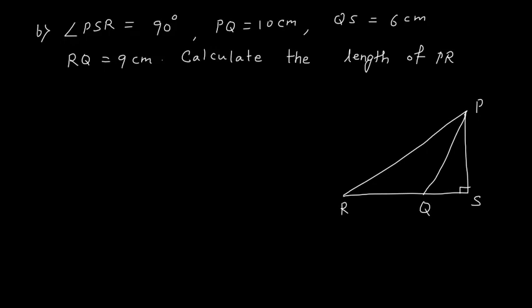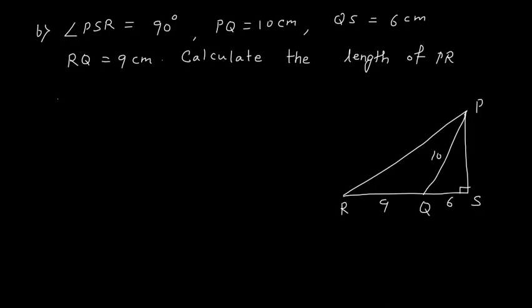Now here in the second part, we have angle PSR 90 degree. PQ is 10 centimeter. QS is 6 centimeter. So let us write this: PQ is 10, QS is 6. And RQ is 9 centimeter. And we have to calculate the length of PR. Okay. So now here we need to find PS first, and from triangle PQS we can find this PS by using Pythagoras theorem. So let us first find the value of PS.